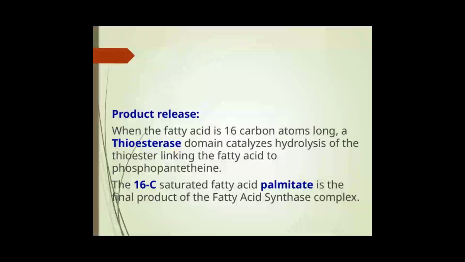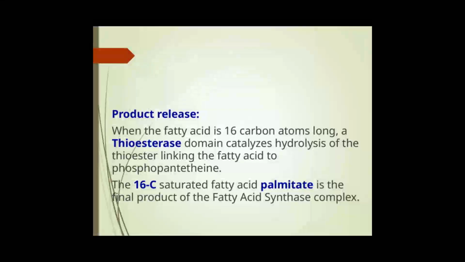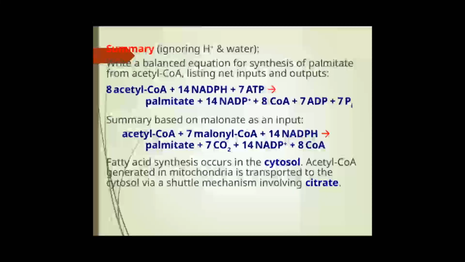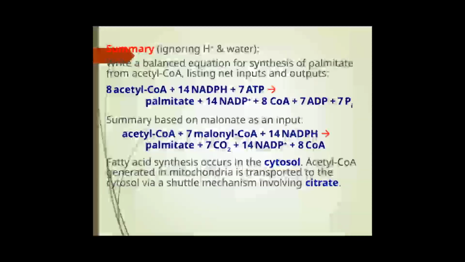Let's take a closer look at the overall process of fatty acid synthesis, focusing on palmitate. Ignoring the roles of H+ and water for simplicity, we can write a balanced equation for its synthesis, starting from acetyl-CoA. So, the key inputs include 8 molecules of acetyl-CoA, along with 14 molecules of NADPH and 7 ATP molecules. These are the energy and reducing power sources that drive the process. The outputs are palmitate itself, plus 14 NADP+ molecules, 8 CoA molecules, and the ADP and inorganic phosphate produced when ATP is used.